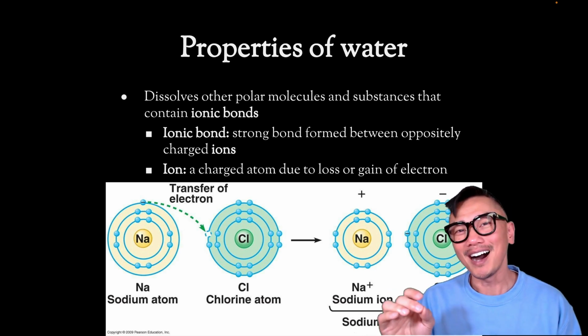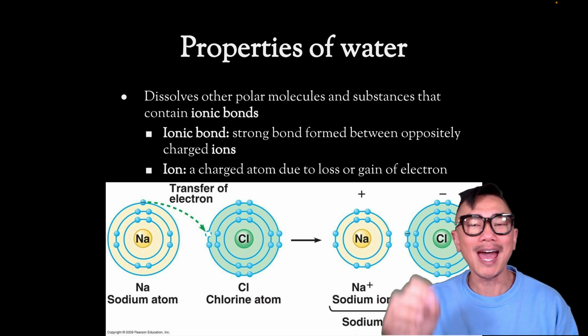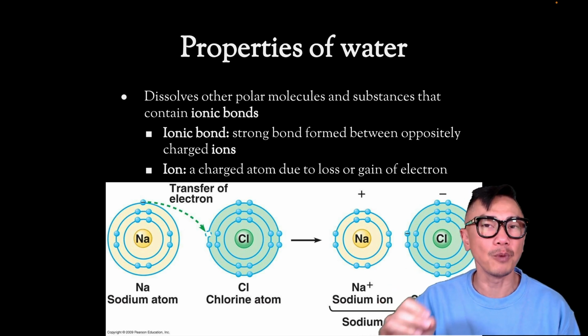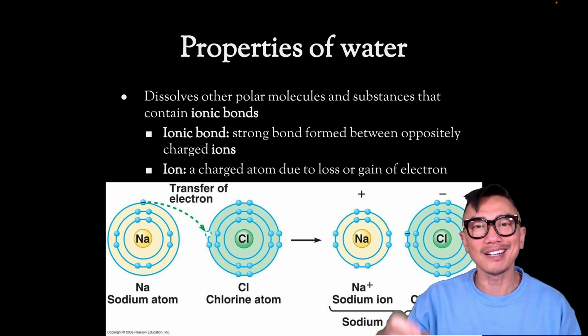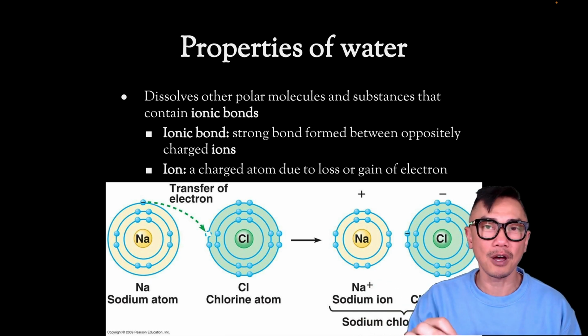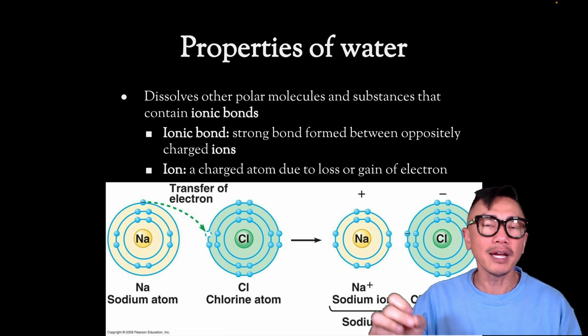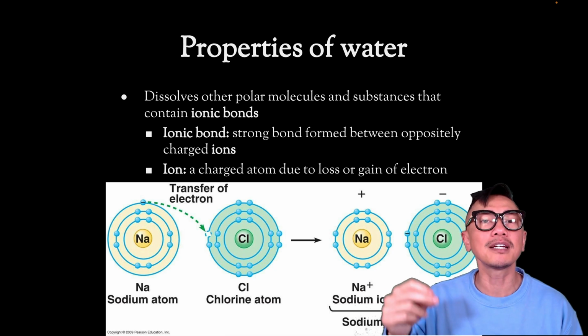To review, ionic bonds are formed when atoms gain or lose electrons with one another. In table salt, sodium loses an electron to become positive, and chlorine gains an electron to become negative. Ions are the product of an ionic bond.